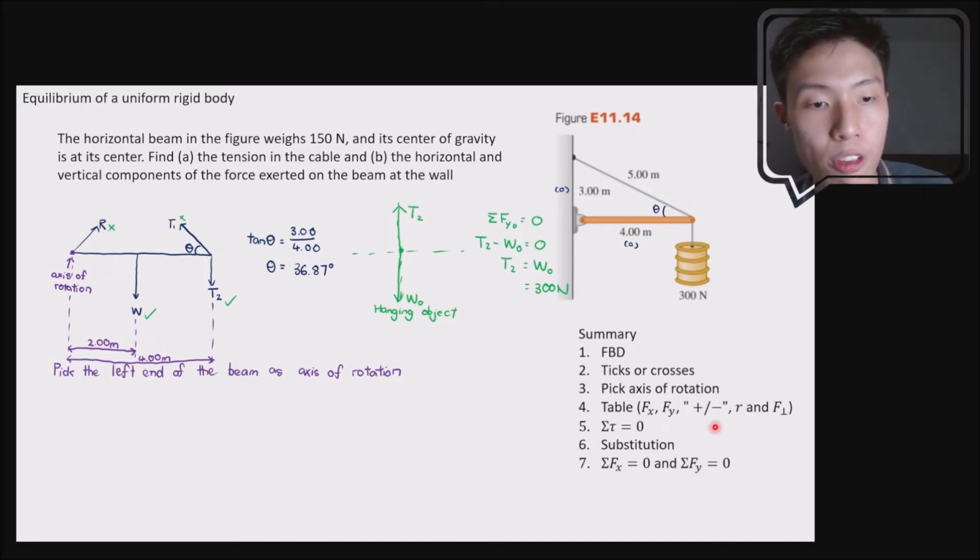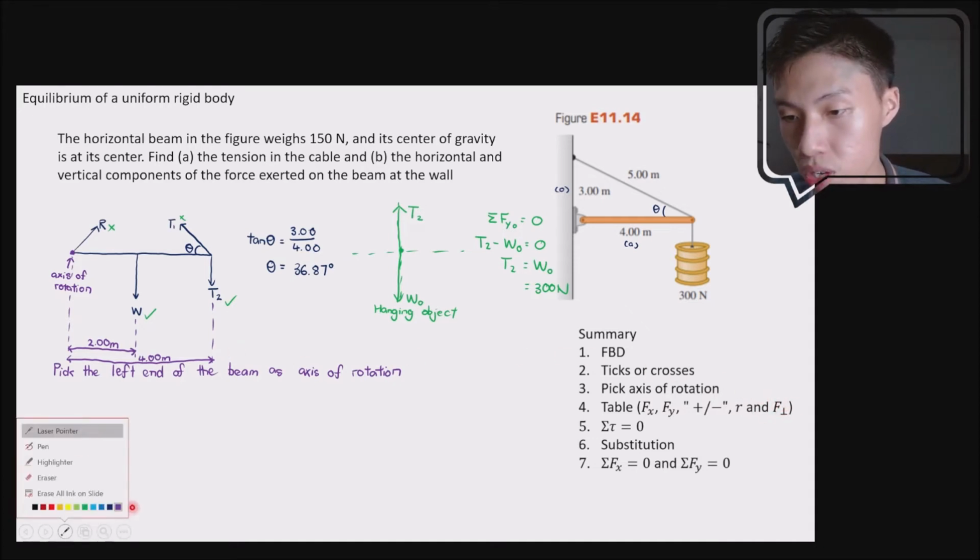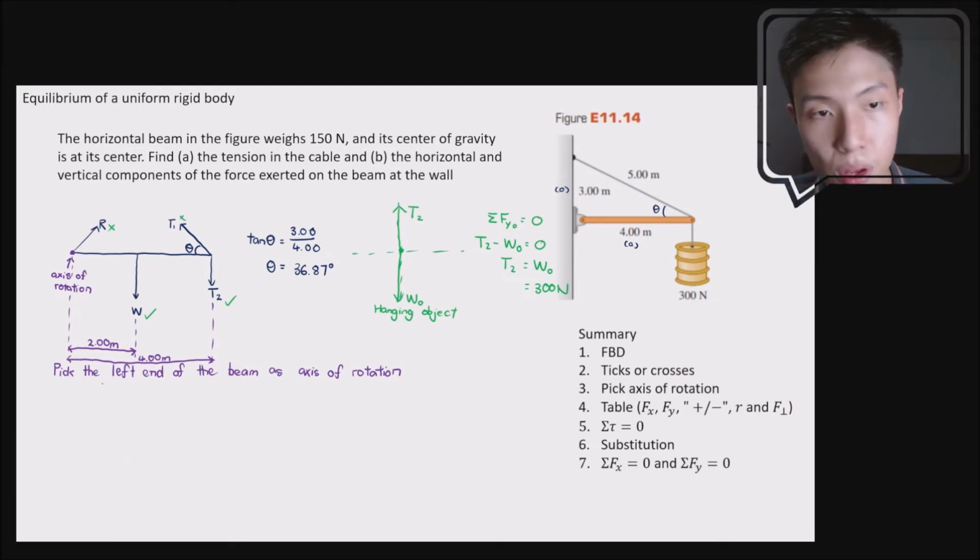Okay, so once we have picked our axis of rotation already, we should proceed to do our table, and our table should have 5 columns: the x and y component of force, plus or minus (positive or negative torque), distance from the axis of rotation, and the perpendicular component of the force. So let's try to construct that table right now. We have 4 forces over here, so I'll put all 4 forces inside here. You have your R, you have your weight, you have your tension 1, and you have your tension 2.